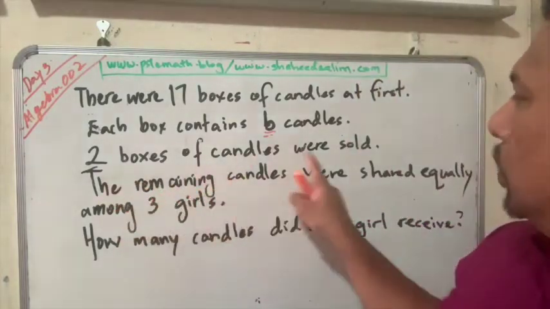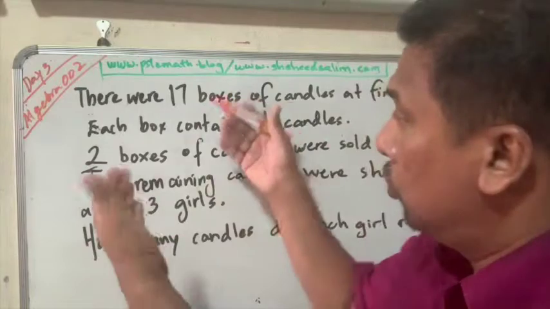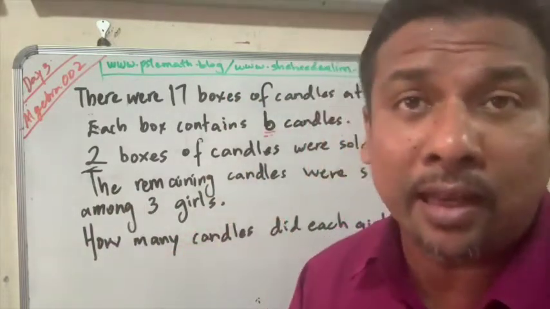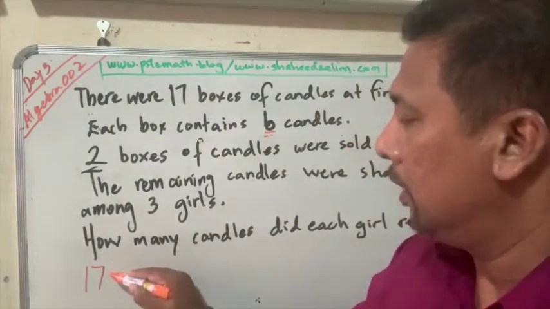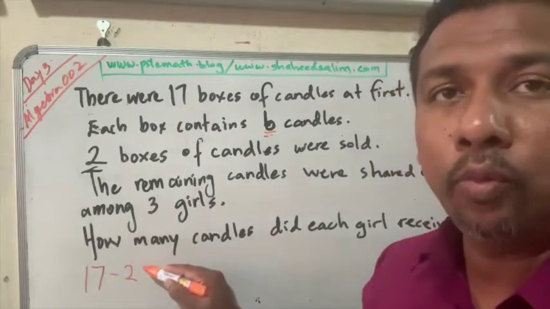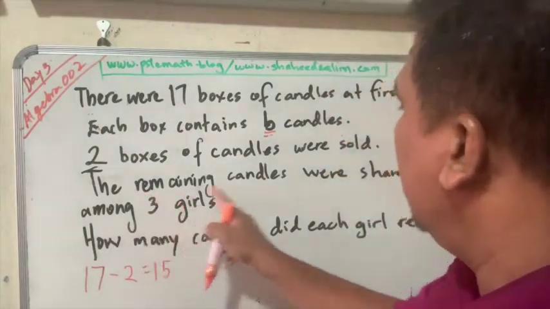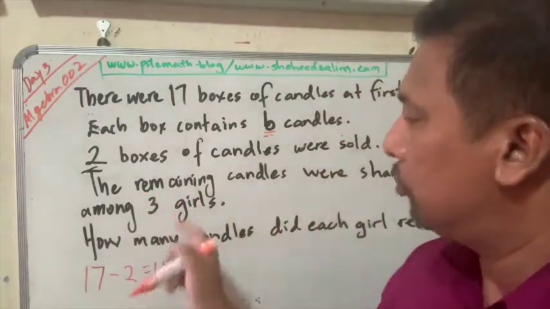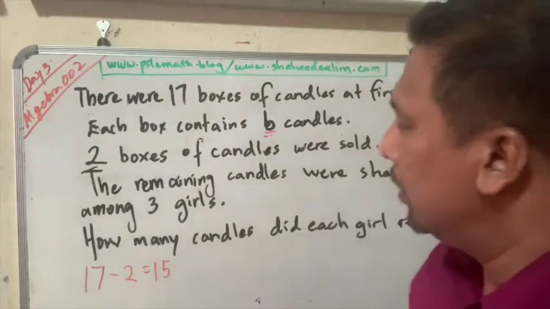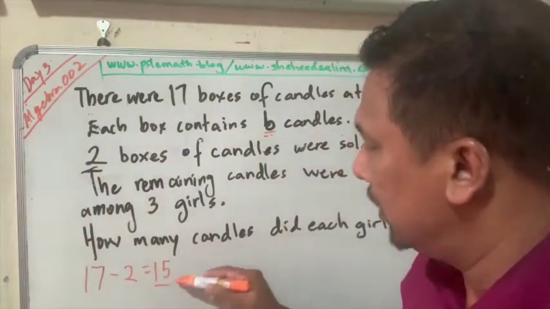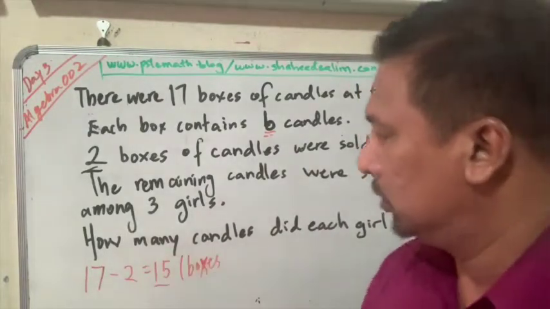2 boxes of candles were sold. So we know that 2 boxes were sold. We can proceed to deduct how many boxes of candles are left. It's quite simple, right? If you have 17 boxes of candles at first, and you sold 2, you are left with 15 boxes of candles. The remaining candles were shared equally among 3 girls. The remaining number of boxes is 15. Remember, this is boxes. So this is shared among 3 girls.